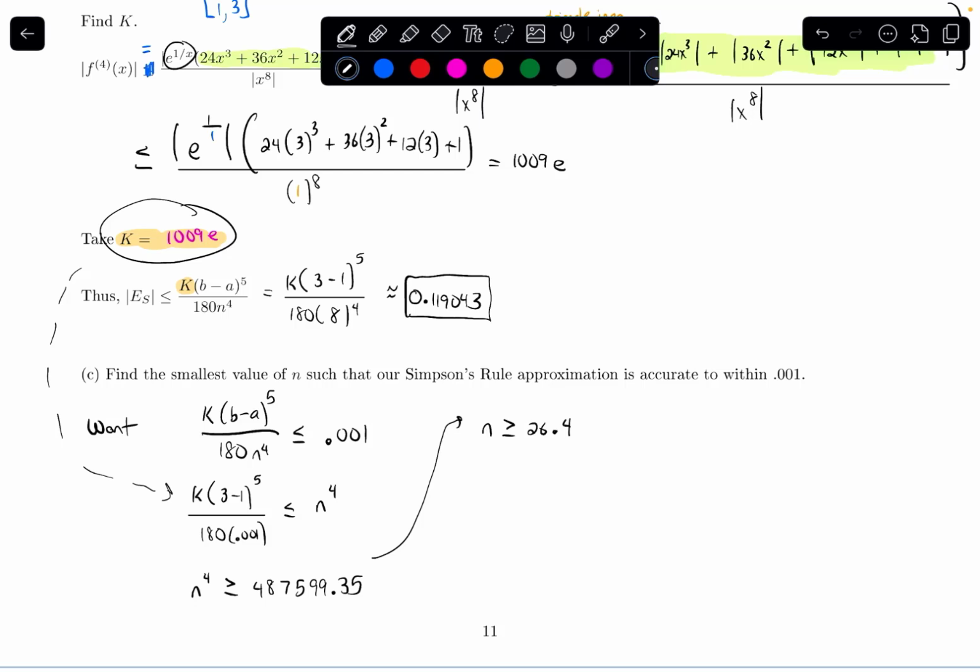So, okay, to guarantee that this approximation is accurate within 0.001, I need n to be greater than or equal to 26.4. So what's then the smallest thing that n could be? So n's got to be an integer. It's the number of subintervals. It might be tempting to say 27, but remember that we said at the start of the video that n has to be even. So the smallest even number that's greater than or equal to this is 28. And we got it. That's our smallest value then. This must be even.